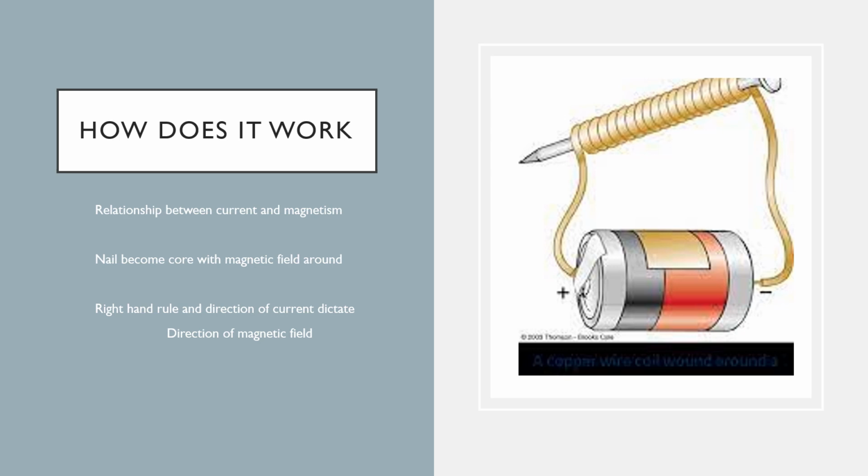So if the current's flowing one way, we'll get a north and south pole, let's say on the right side and the left side, and then if we switch that, it'll be on the left side and the right side, and that is dictated by our right-hand rule, and we've done a lot of that in class.